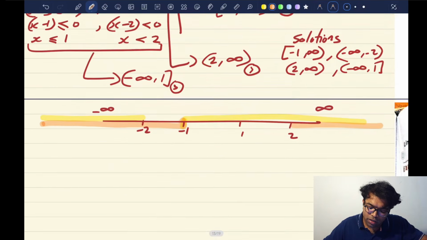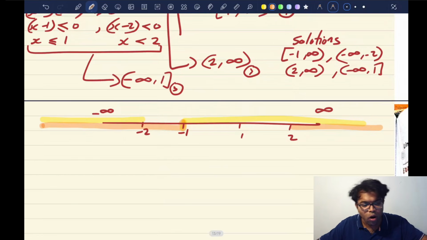See, these are all regions of solutions. Okay, all of them are regions of solutions.